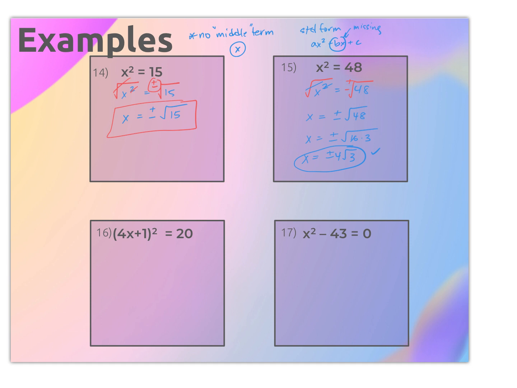Now, this scenario here is a little bit different. Notice that what you have here on the left, instead of just an x squared, you have this entire expression squared, and it equals 20. Now, you could technically rewrite this as 4x plus 1 times 4x plus 1 equals 20. You would have to FOIL this out: 16x squared plus 4x plus 4x plus 1 is 20. Then you'd have to combine your like terms. Then you'd have to subtract 20 from both sides.